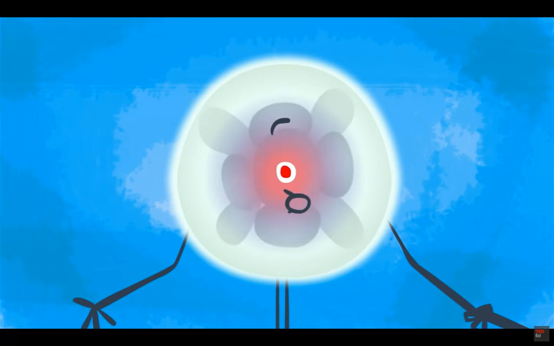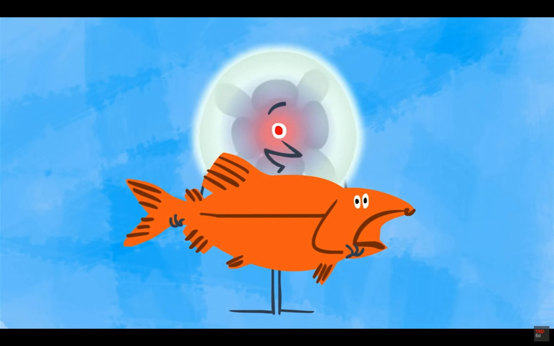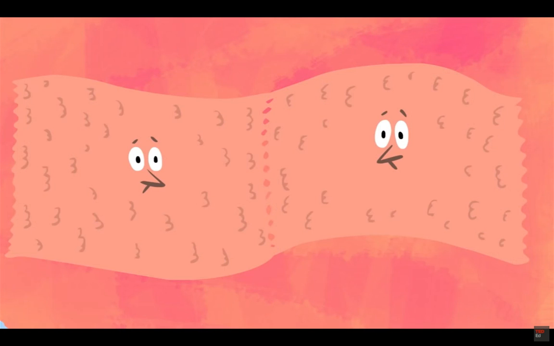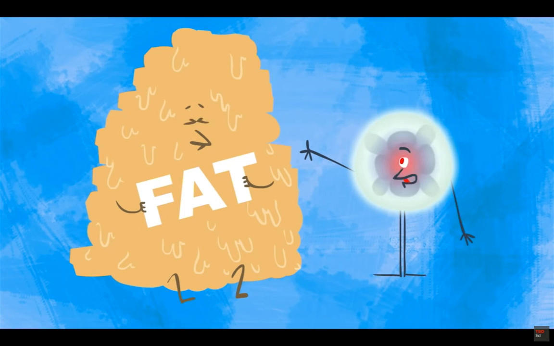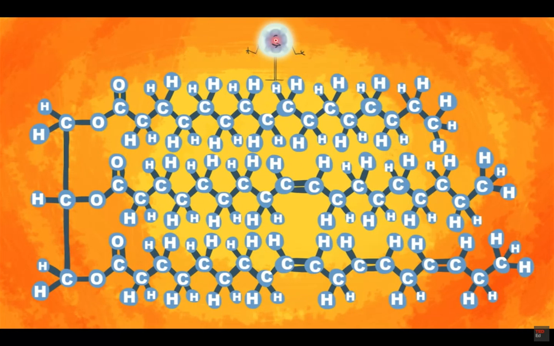But let's back up. What is fat? If we were to zoom in on a salmon, which is a fatty fish, past the organs, past the tissues, into the cells, we would see that the stuff we call fat is actually made up of molecules called triglycerides, and they are not all alike. Here's one example. Those 3 carbons on the left, that's glycerol.